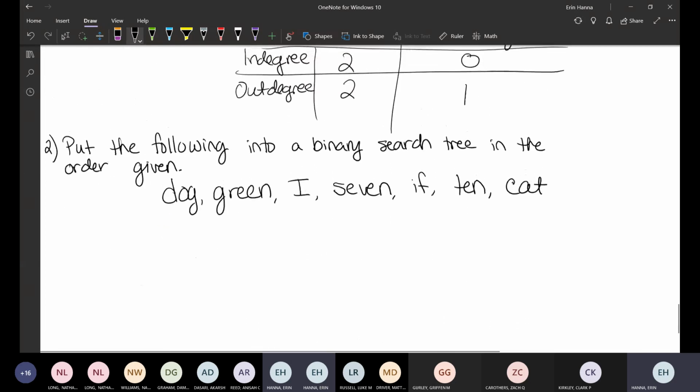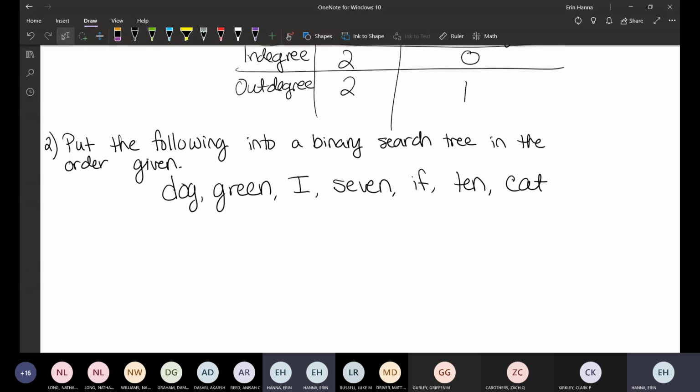So in binary search trees, remember, we're going to use these in the order that they're given. So the first thing we need to put on the tree is dog, and then we have to compare everything to that. So green, oh, do I know my alphabet? A, B, C, D, E, F, G. It comes after dog, so it goes to the right.